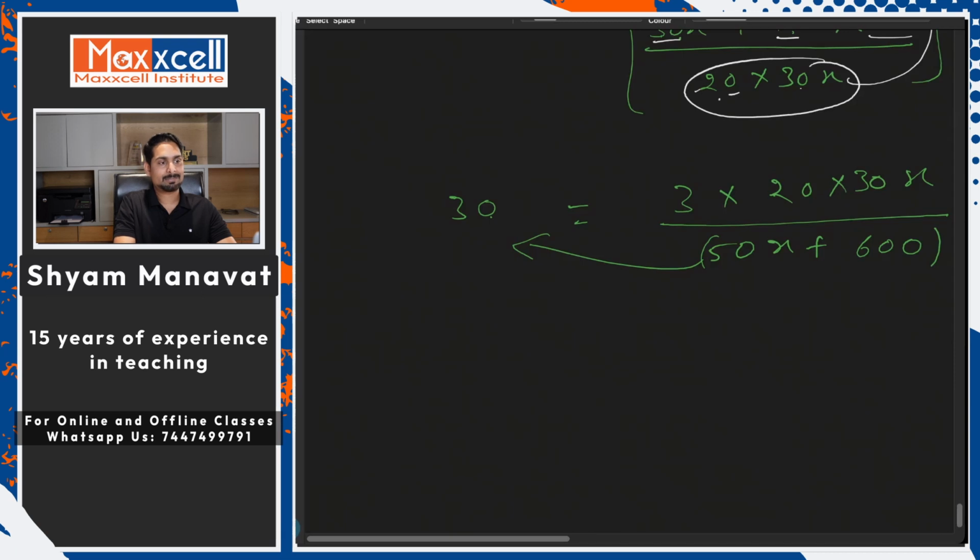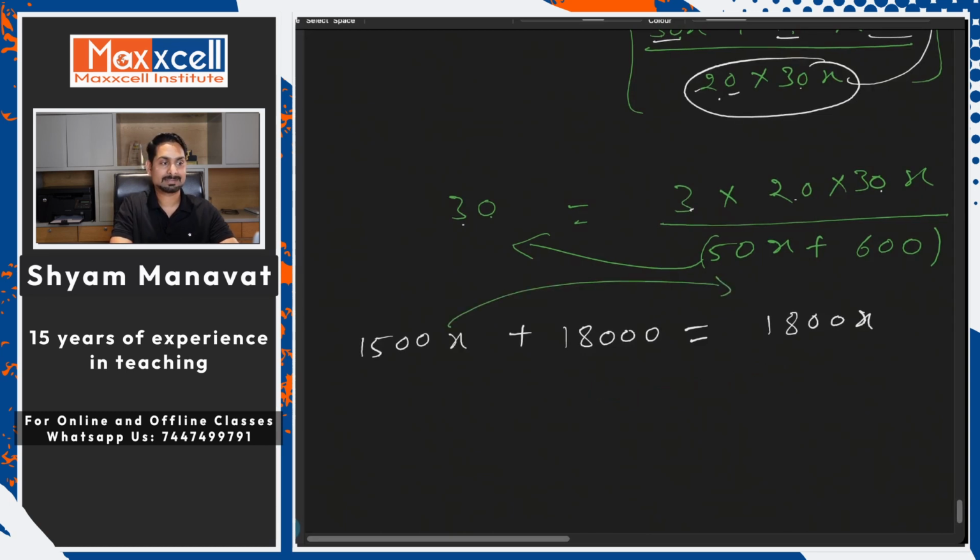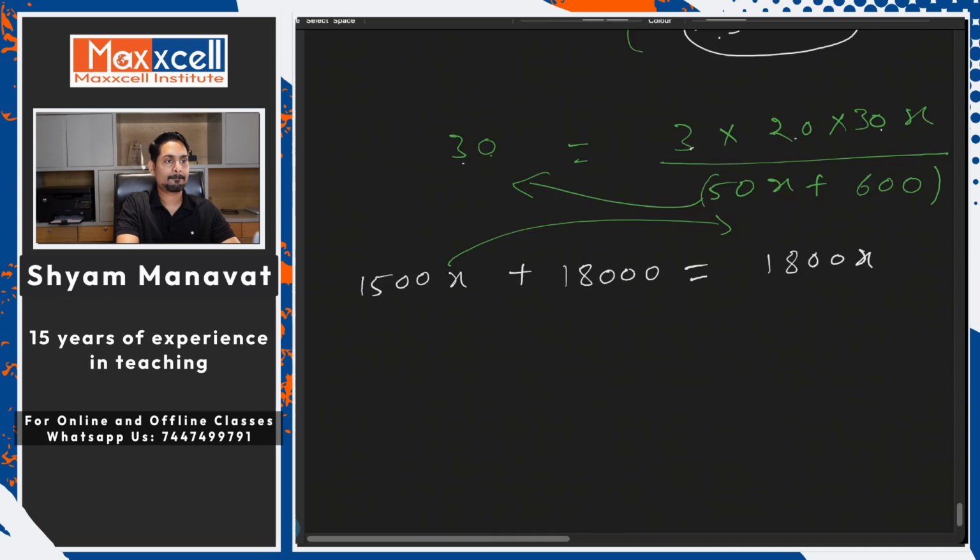So this bracket multiply by 30 will get you 1500x, 30 into 50x, plus 30 into 600 will get you 18,000, equal to 3 into 20 into 30 will get you what? 3 into 6 is 18, so 1800x. Now you can change the side. Oh, sorry. Change the side of the smaller number. So let's change 1500x to the other side. What do we get then?